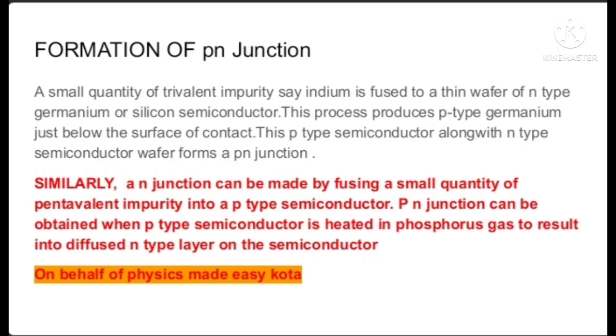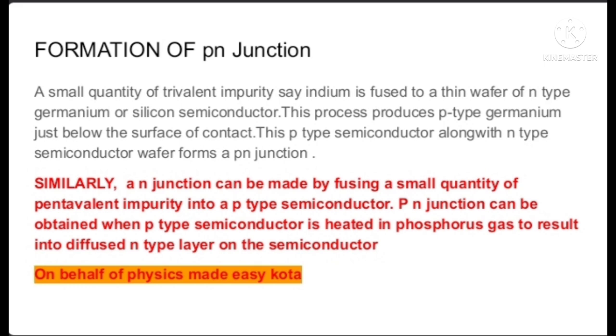For the formation of the PN junction, a small quantity of trivalent impurity is fused to a thin wafer. Wafer means a very thin slice of the N-type semiconductor. We can take germanium or silicon. This process produces P-type germanium just below the surface of contact. This P-type semiconductor along with the N-type semiconductor wafer forms a PN junction.